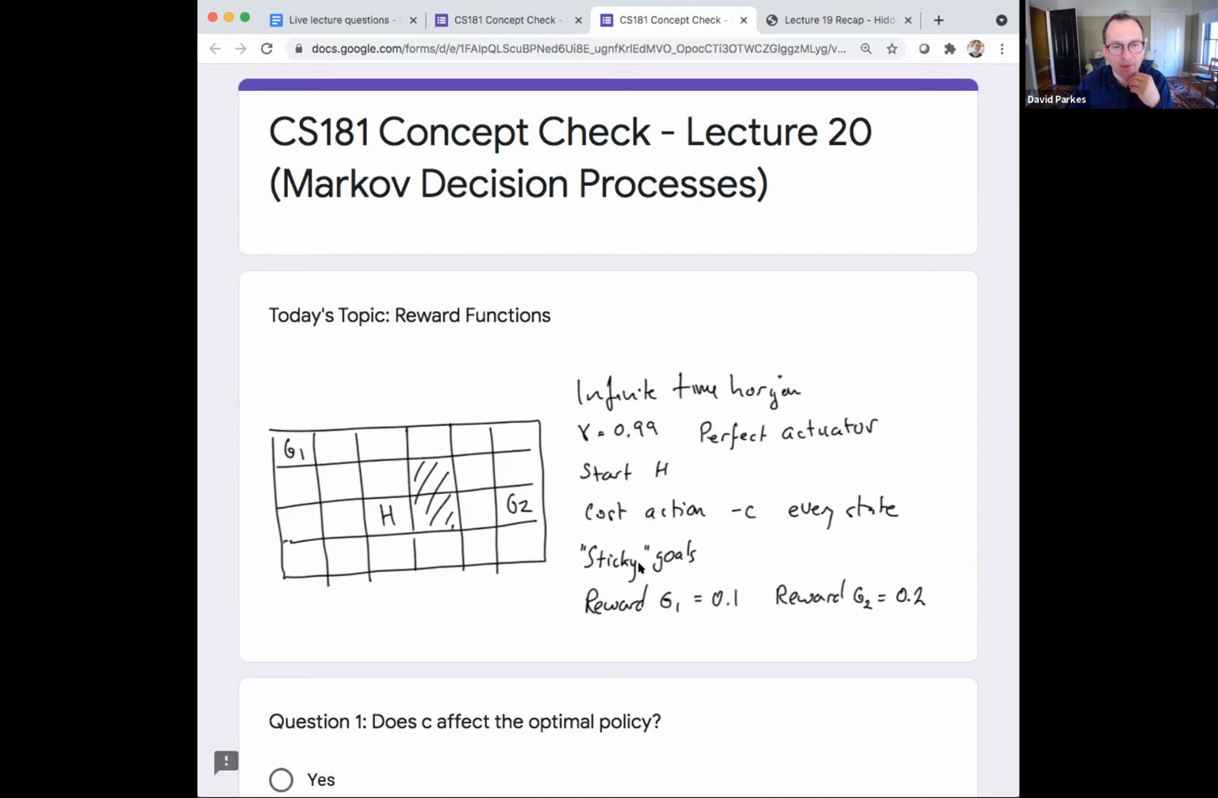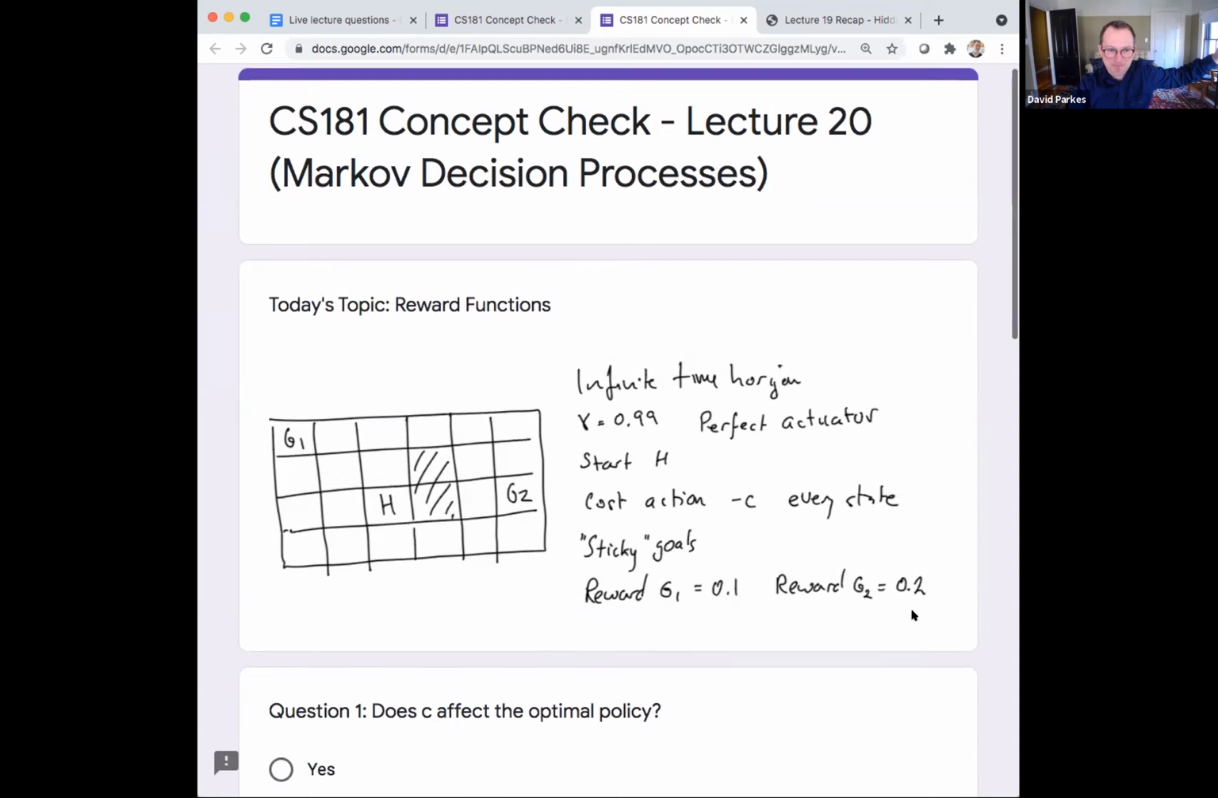Crucially, these goals are what I'm calling sticky goals. What's the sticky goal? It means that if you ever wander into G1, you will never leave G1. And every time you take an action in that state, so you're just always in G1 now, you'll get a reward of 0.1. So you'll get an infinite stream of 0.1 rewards when you get to this state. And in this state, you'll get an infinite stream of 0.2 rewards. So you wander around the world trying to get to G1 or G2. When you hit one of these goals, you're stuck there forever, and you get either an infinite reward stream of 0.1 or of 0.2.